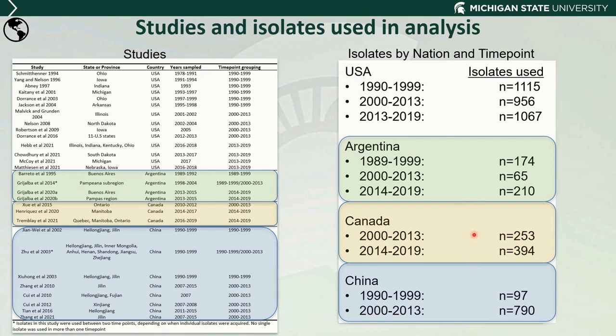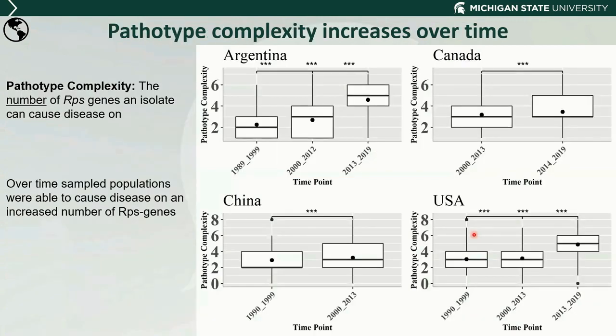But we can still look at those countries. So we did a lot of the same stuff. We looked at effective resistance genes and we looked at pathotype complexity, same as we did in Michigan, but now on a grander scale. So just a reminder, pathotype complexity is the number of RPS genes an isolate can cause disease on.